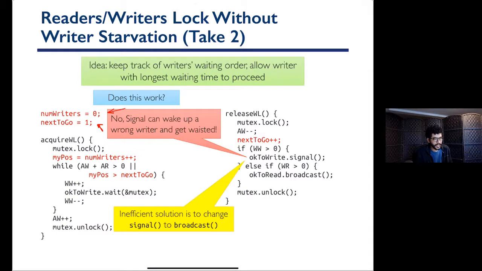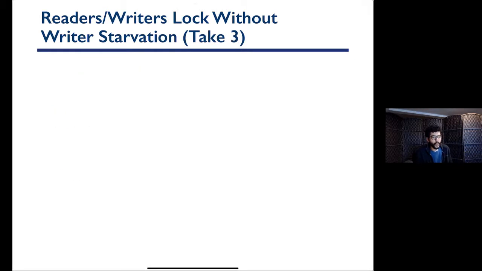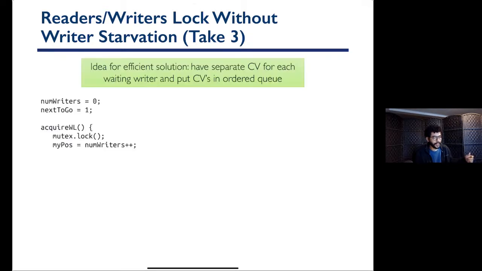So here comes take 3. We not only need these, who's next and the number of writers, we also need to give each writer their own condition variable. So instead of having a single OK to write, we're going to have each writer have their own condition variable.